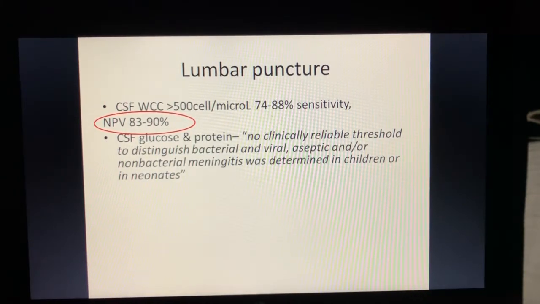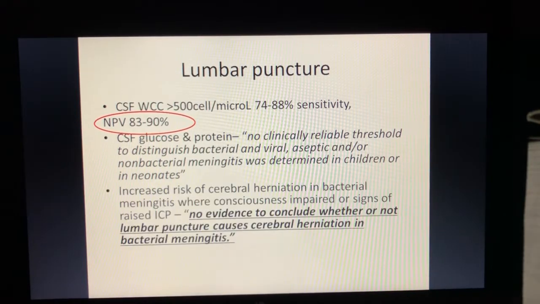And there's no clinically reliable threshold that helps distinguish bacterial from viral or aseptic and also non-bacterial meningitis in children or in neonates. So just bear in mind that the cutoff values that we currently use have not been necessarily rigorously tested in a prospective randomized fashion.